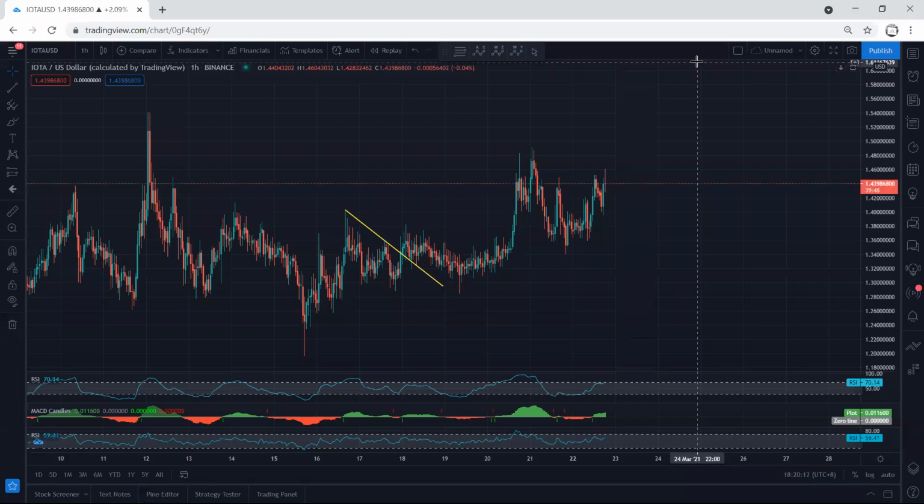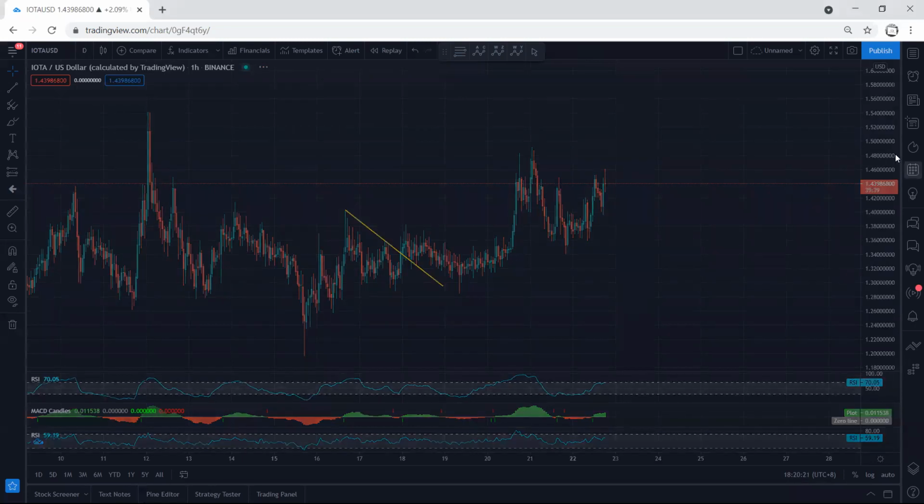Now we start with the 1 hour chart. As we can see, based on the 1 hour chart, we want to see how we can look for a trade and how we can look at this correction. In this case, we move to a higher time frame. We start with the daily chart.